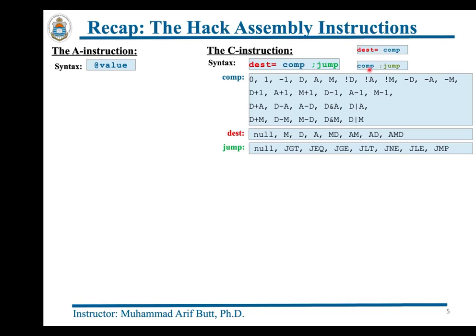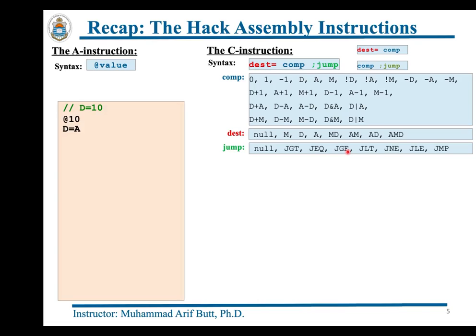Or maybe based on the result of the computation, the programmer can decide if he or she wants to jump to some other address in the ROM, in which case the destination and the equals sign are omitted, and we have a jump directive over here, and it can be an unconditional jump as well as a conditional jump. And we all have seen this in detail in the previous lectures.